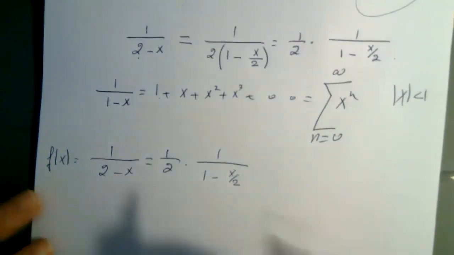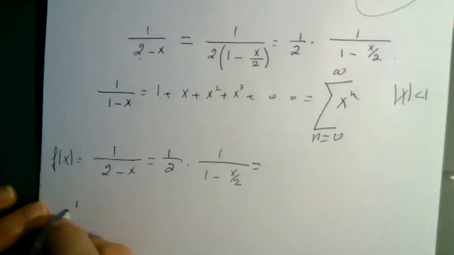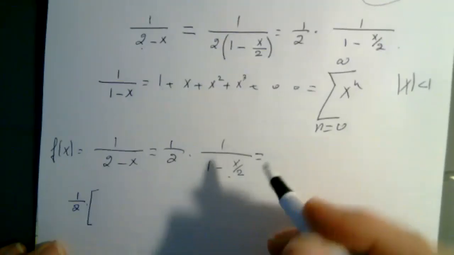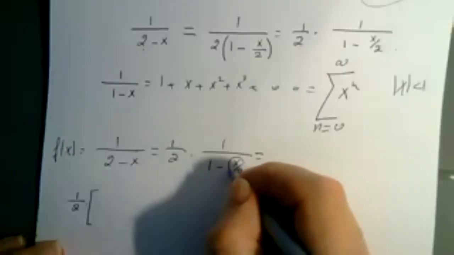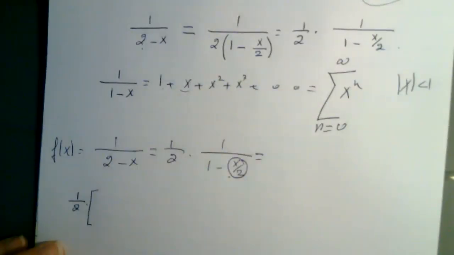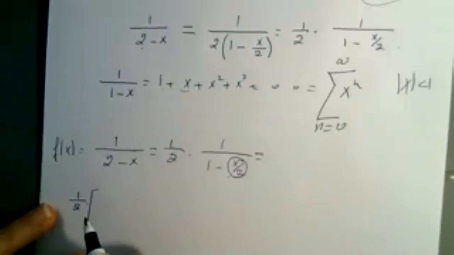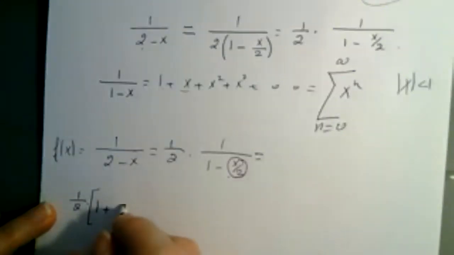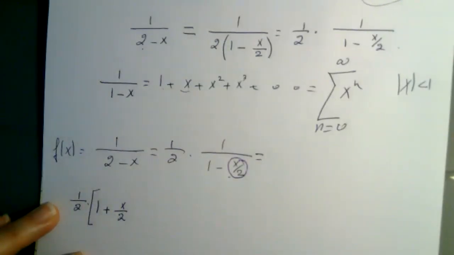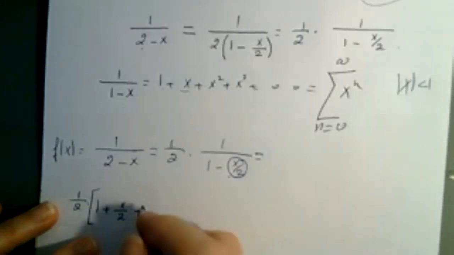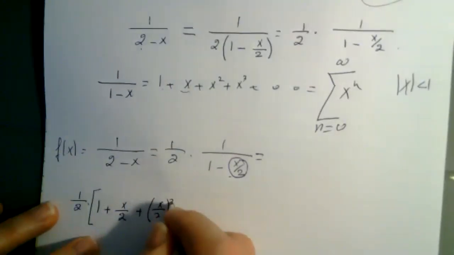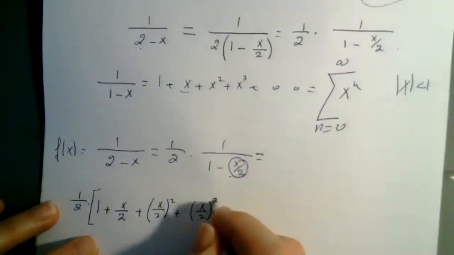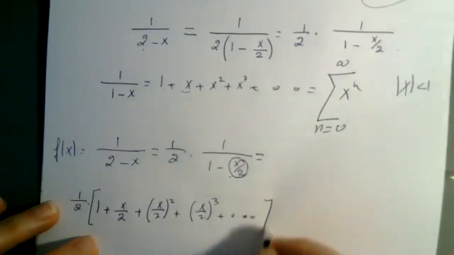So now this is going to be equal to a half times 1 over 1 minus x over 2. Now I'm going to substitute x over 2 for x. And if I do so, I'm going to get 1 plus x over 2 plus (x over 2) squared plus (x over 2) cubed plus etc.